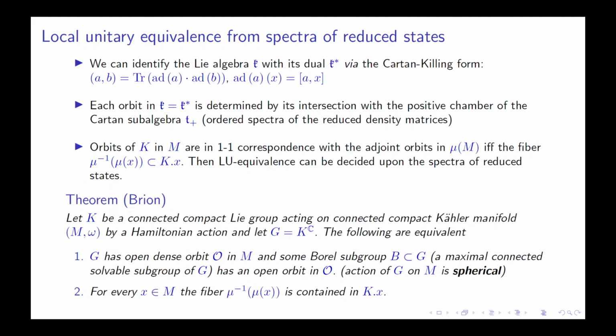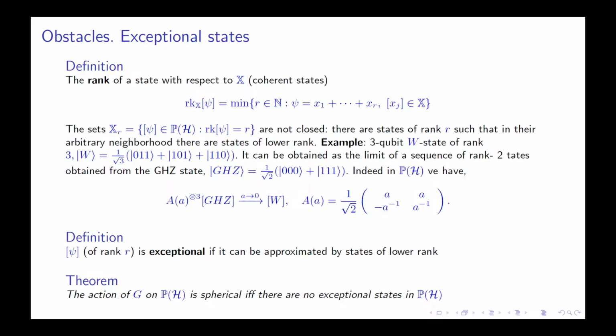G has an open dense orbit in M, under some Borel subgroup. You know what a Borel subgroup is? A maximal connected solvable group has an open orbit in M. So we call it that the action of G on M is spherical in this case. And it is equivalent to this, that for every X, the fiber is contained in this orbit. So this is the condition when we really can make this.